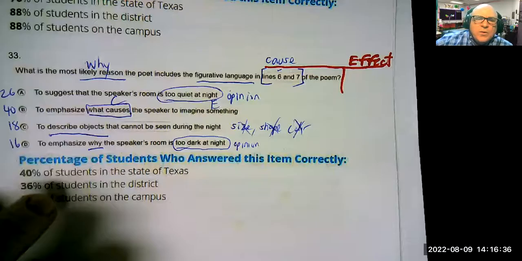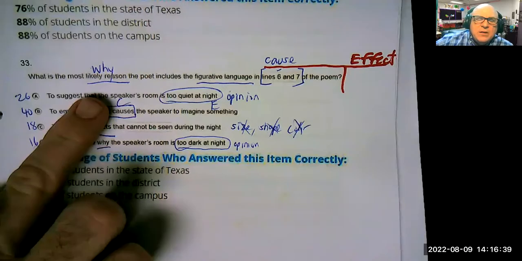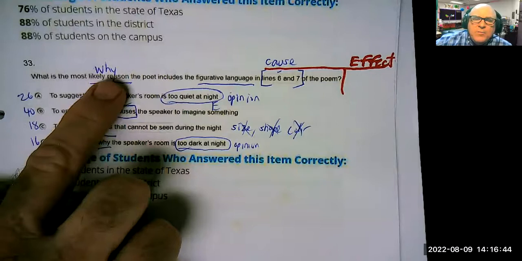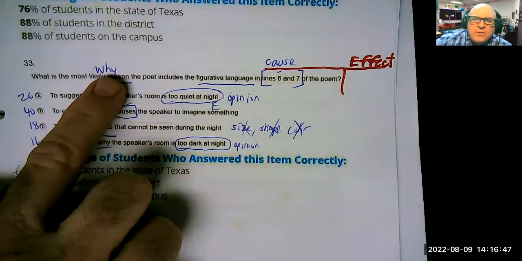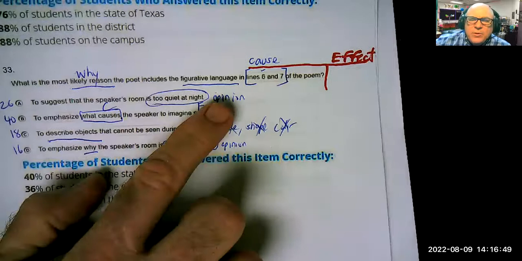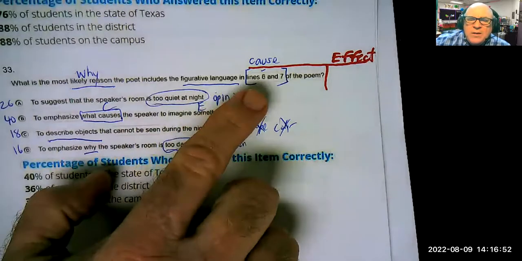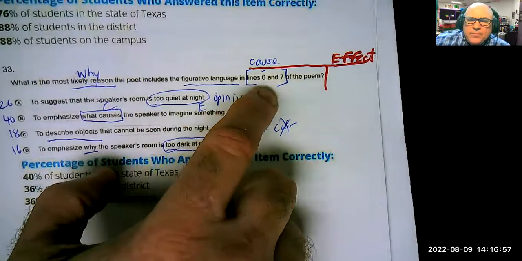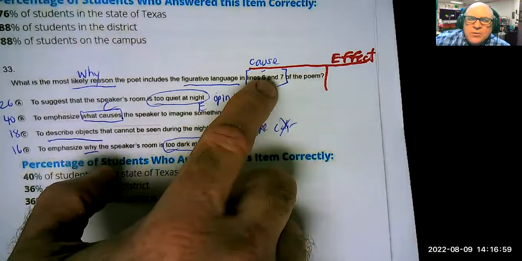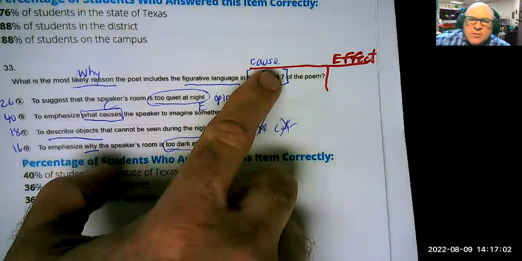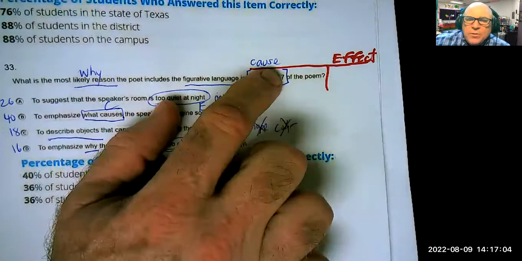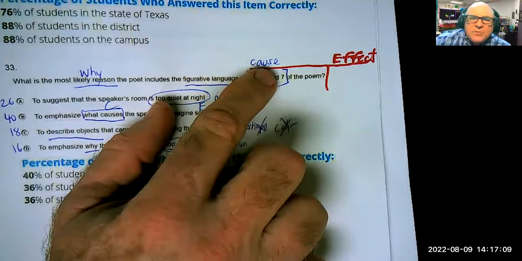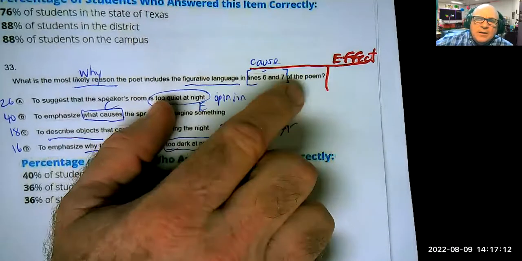The question says, what is the most likely reason? And as soon as your kids see the word reason, they need to think why, as in cause. The poet includes the figurative language in lines 6 and 7 of the poem. So what's the cause? What's the reason for lines 6 and 7? Well, normally the reason for including something is because of something that happened just before it, or because of an effect that happens after it. So let's take a look and see.